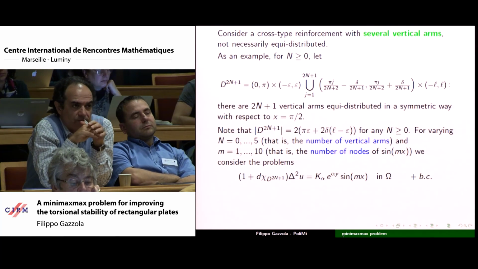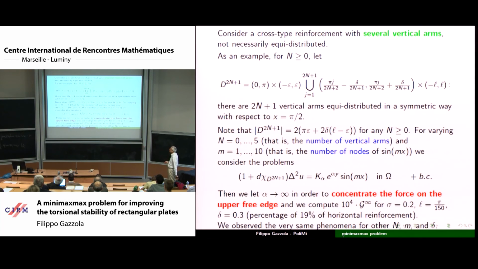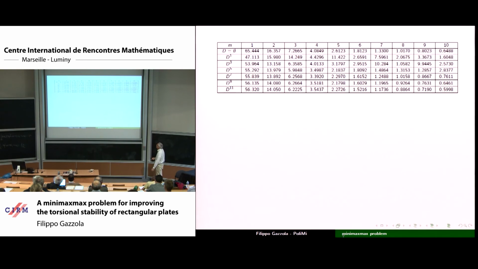You see, this is the strong form related to the energy E2, okay, plus the boundary conditions. This is a particular example, and we tried many different examples. I will show you now the results in this particular situation, but what we find here is the very same thing for other values of n, m, which is the number of arms and of oscillations, and also of the amplitude of the arms. And well, we chose these parameters. And this is what we found.